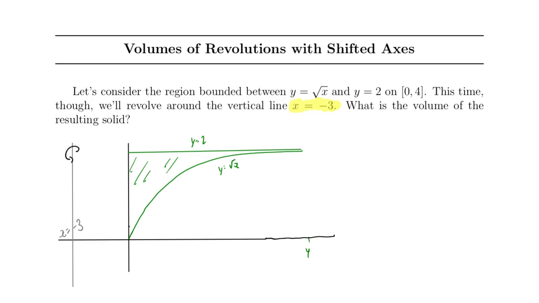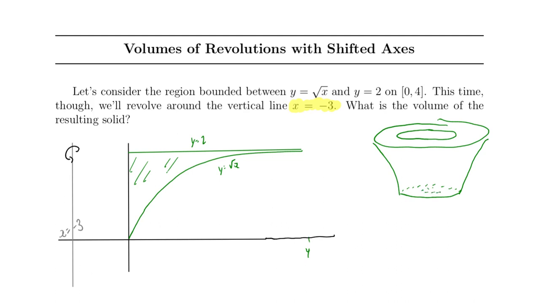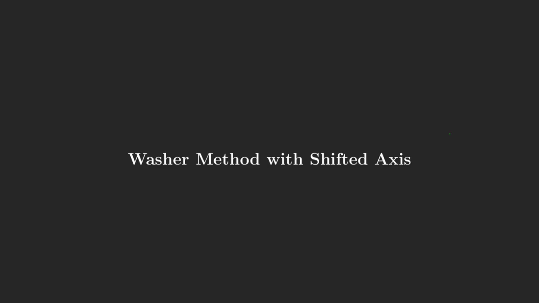So what you'll notice is that we have a bunch of empty space in the middle here. When it creates this solid, it's going to look something like this, where this hole goes straight down through here. All right, so we have to figure out how to create a volume formula for this using disks, washers, shells, and the like. So let's start off with the washer method.